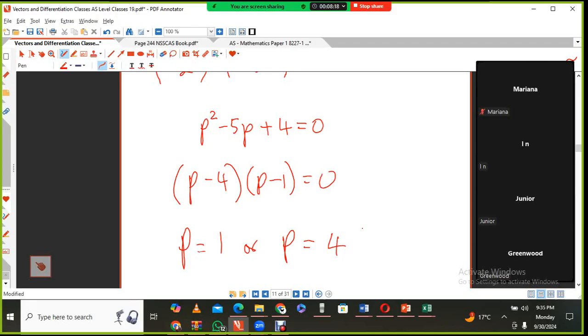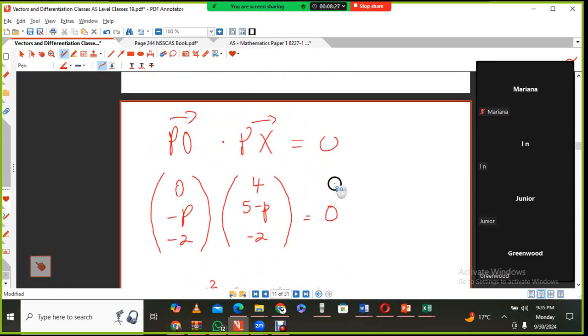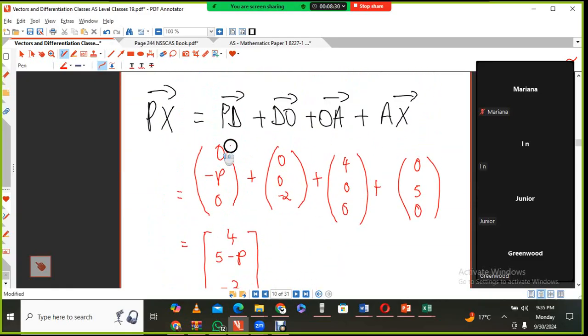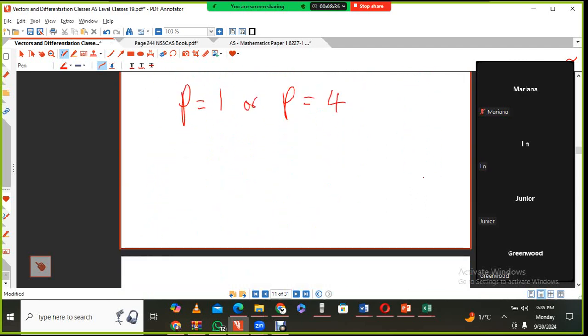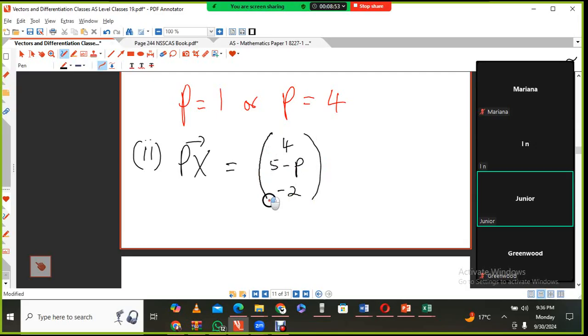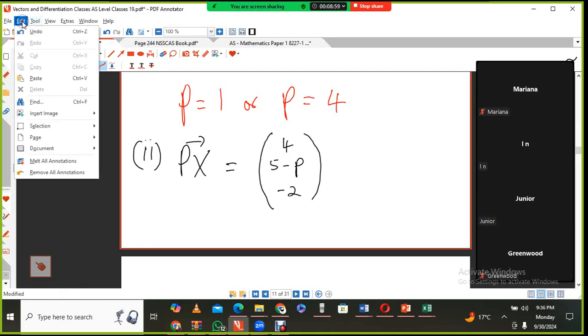Now, for the part where P equals 9, find XP. We already have PX. PX is 4 minus P, 5 minus P, and then minus 2. If I have to take the other way around, then I must change the signs inside there.